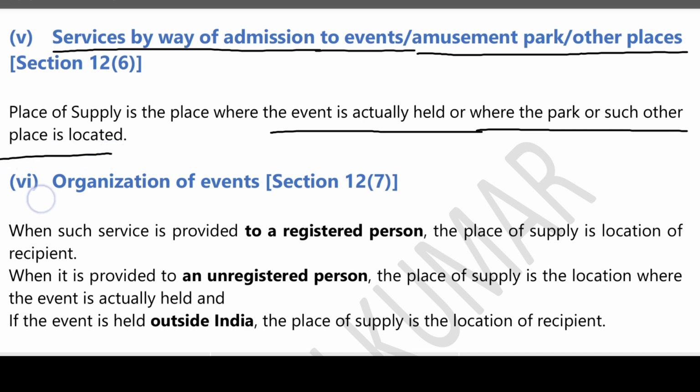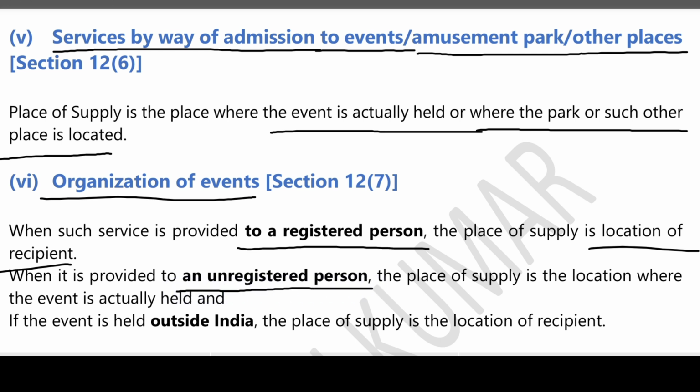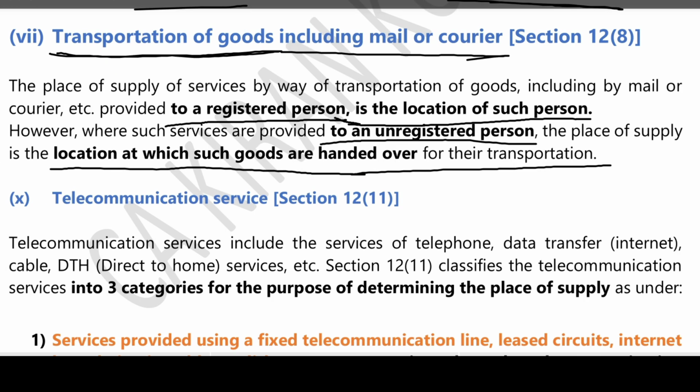And in case of organization of events, if such service is provided to a registered person, then the place of supply is the location of the recipient. And in case of services provided to an unregistered recipient, that is an unregistered person, the place of supply will be the location where the event is actually held. And if the event is held outside India, in such cases the place of supply is the location of the recipient.